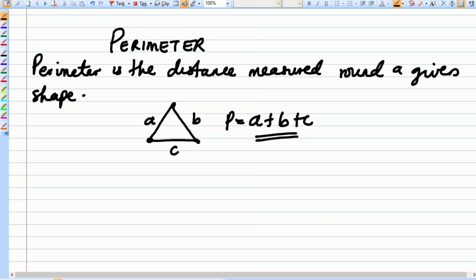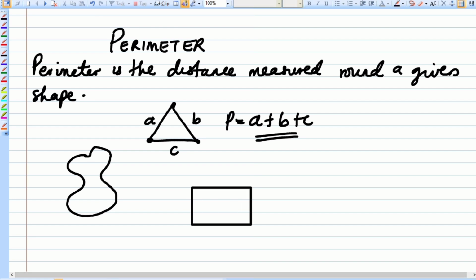It might be a regular shape or an irregular shape. What do I mean by irregular shape? Say we have a shape that does not have a definite pattern, right? So when we take, maybe by the help of a thread, and measure around this shape, whatever distance we get is what we call the perimeter of this shape. While for a regular shape, we may have, say, a square or a rectangle. When we get the distance around this shape, that's what we call perimeter.